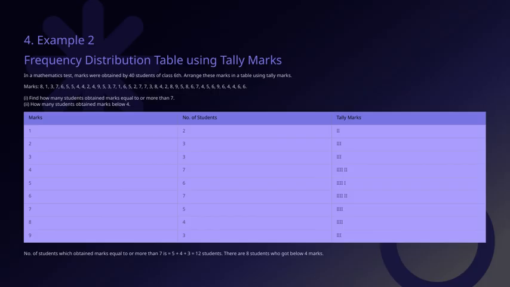First, how many students scored 7 or higher? By summing the students who scored 7, 8, or 9, we find there are 12 students in total. Second, how many students scored below 4? Counting those with marks 1, 2, or 3, we see that 8 students obtained marks below 4. This process of organizing data into a frequency table helps us analyze and interpret the results more effectively, giving us clear insights into the performance of the students.